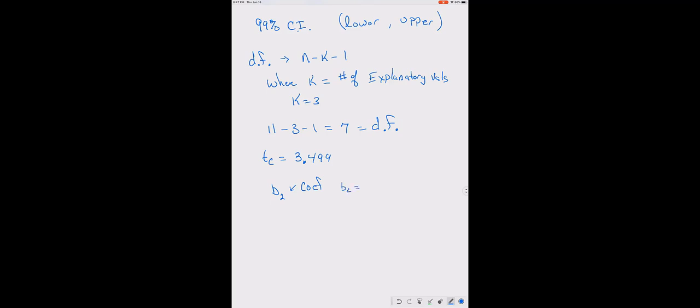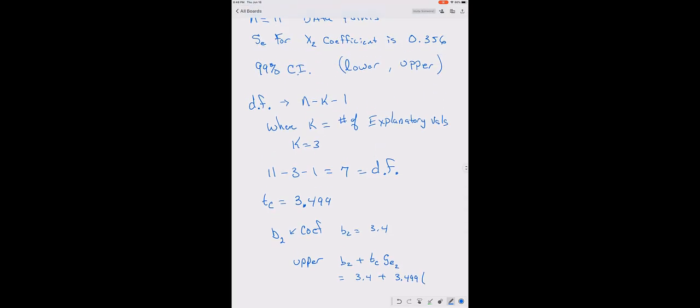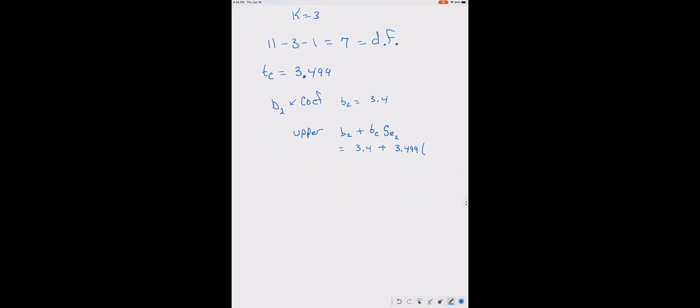So b2 equals 3.4. And to find the upper, I do b2 plus my t sub c times my standard error for 2. So that would equal 3.4 plus 3.499 times the standard error that we were given, 0.356.